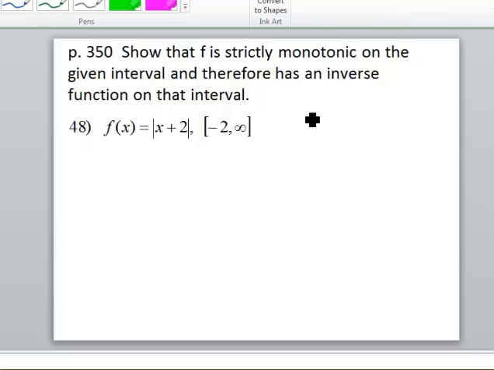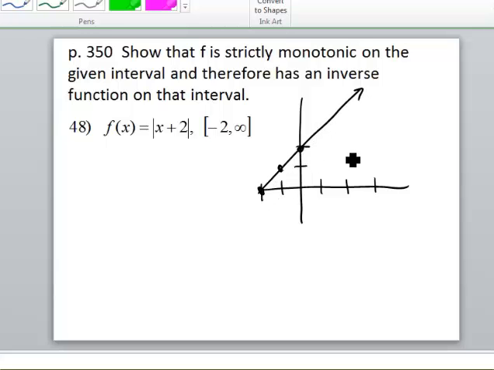So the easiest way to do that is just go ahead and graph the picture. Now the absolute value of x actually makes a V, but we're only talking about from negative 2 to infinity. So if I plug in negative 2, I get 0. And if I plug in negative 1, I get 1. And if I plug in 0, I get 2, and so on and so forth. So it is always increasing on this particular interval. Therefore, it has an inverse. So we'll go ahead and write that out.